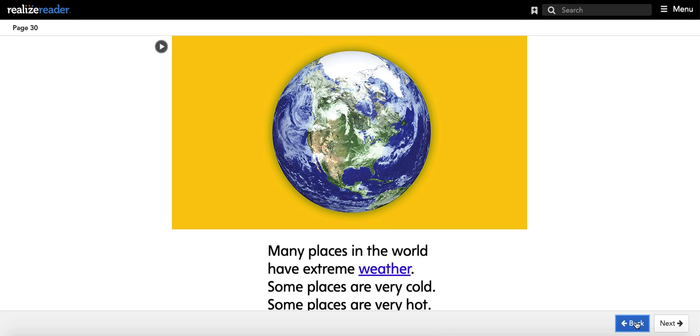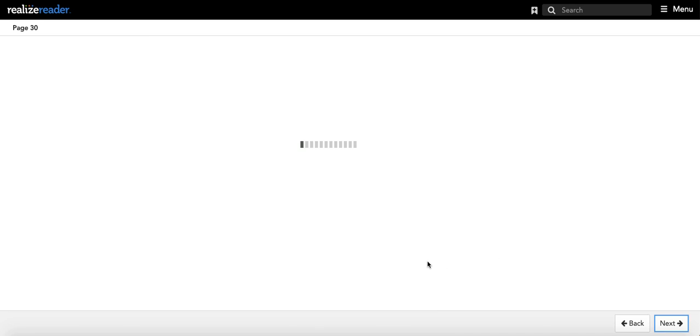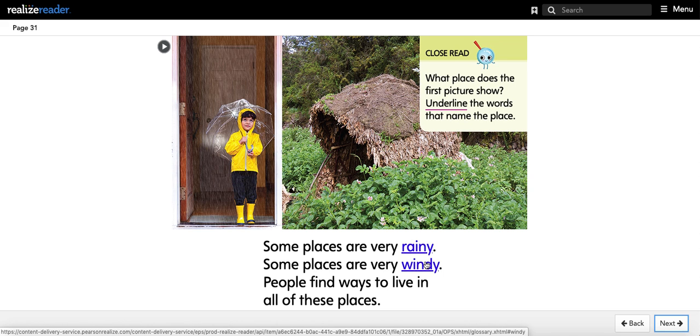Okay, so here, extreme weather. I don't know what it means. What can I do? I am going to look closely at the text to see if I can figure it out. So, let's see. The text says, some places are very cold. Some places are very hot. And the next page, it talks about it being very rainy and very windy. So from this, I can tell that extreme weather is weather that is very difficult to live in.